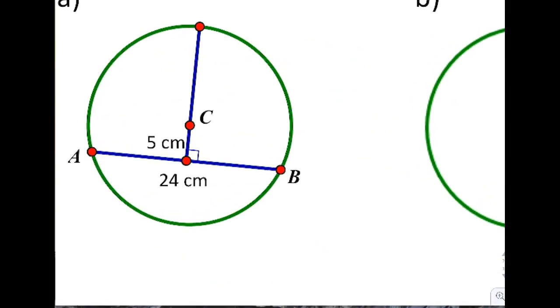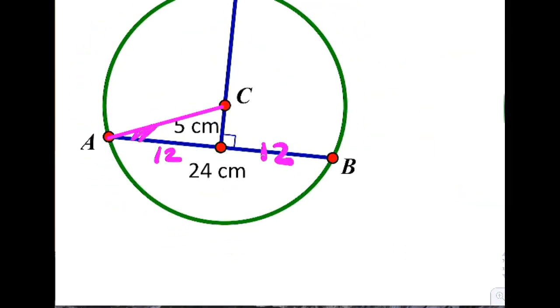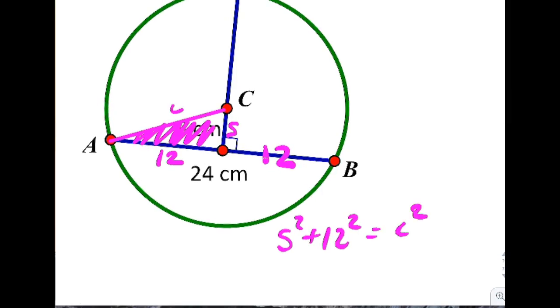This one here, if the whole bottom is 24, then half of it would be 12. It wants us to find AC. AC would be that little connector piece there. So that side's 12 as well. If you look at this little tiny triangle in here, we know that that was 5, which is Pythagorean theorem, 5 squared plus 12 squared equals c squared, which is AC.